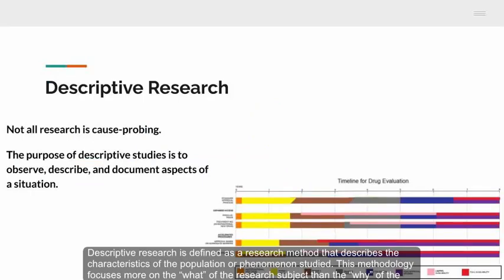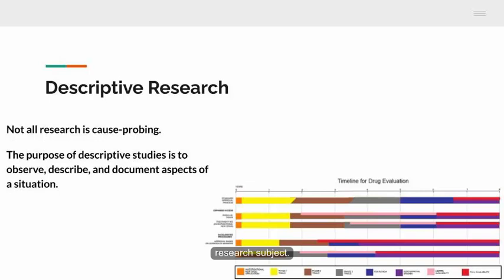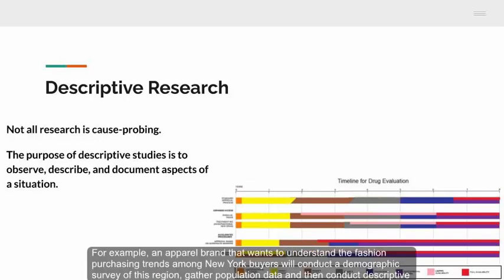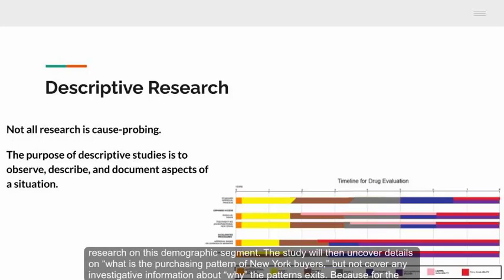Descriptive research is defined as a research method that describes the characteristics of the population or phenomenon studied. This methodology focuses more on the what of the research subject than the why of the research subject. For an example, an apparel brand that wants to understand the fashion purchasing trends among New York buyers will conduct a demographic survey of this region, gather population data, and then conduct descriptive research on this demographic segment. The study will then uncover details on what is the purchasing pattern of New York buyers, but not cover any investigative information about why the patterns exist.